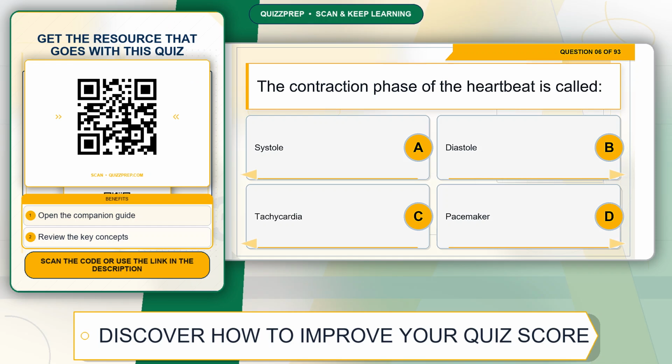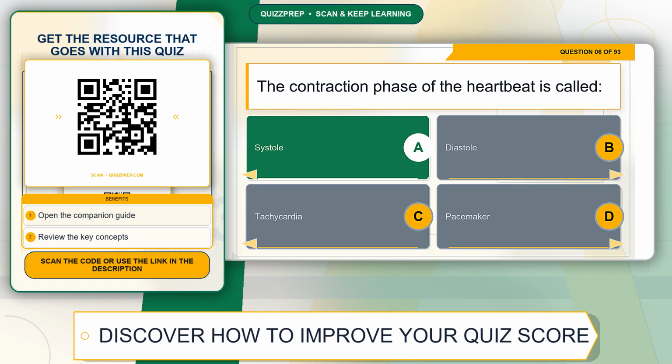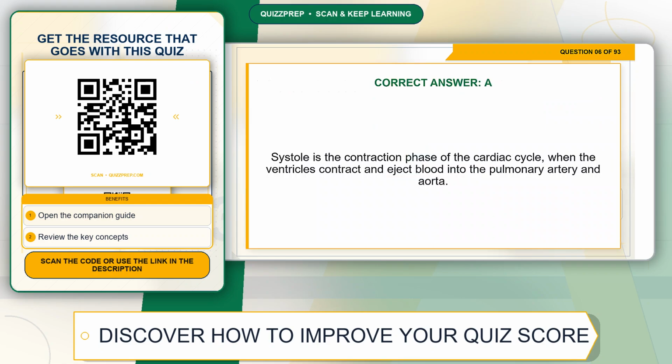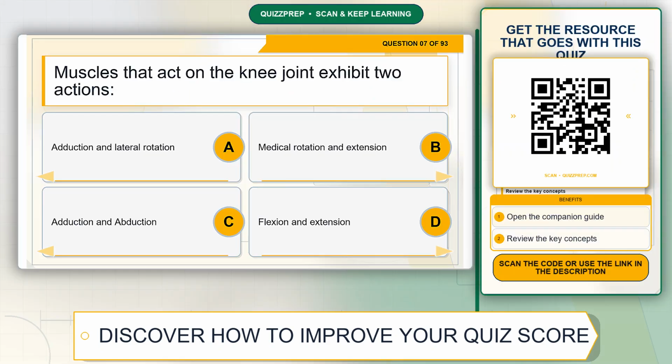Question 6. The contraction phase of the heartbeat is called: Option A, systole. Option B, diastole. Option C, tachycardia. Option D, pacemaker. The correct answer is option A, systole. Explanation: systole is the contraction phase of the cardiac cycle, when the ventricles contract and eject blood into the pulmonary artery and aorta.